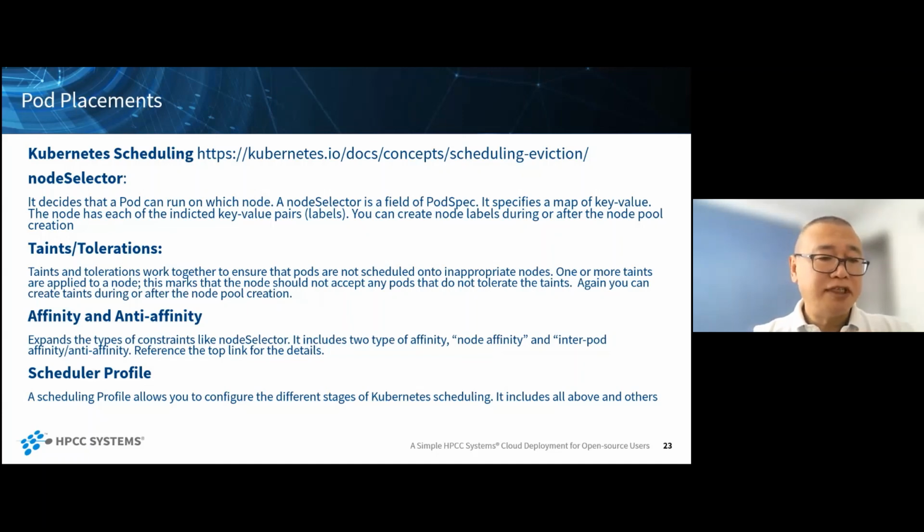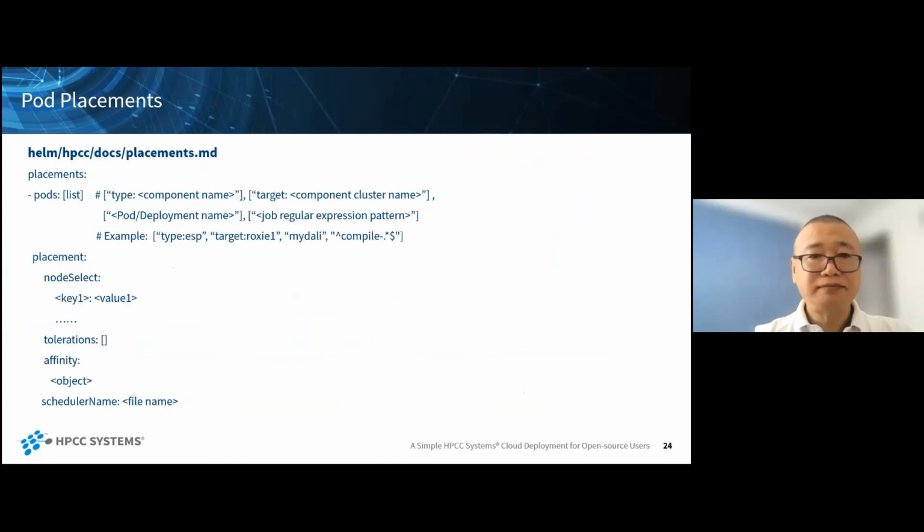The next is affinity and anti-affinity, which extend the types of constraints beyond node selectors. It includes two types of affinities, node affinity and also inter-pod affinity and anti-affinity. You can reference the link for more details. The scheduler profile allows you to configure different stages of Kubernetes scheduling. It includes all the above and other items.